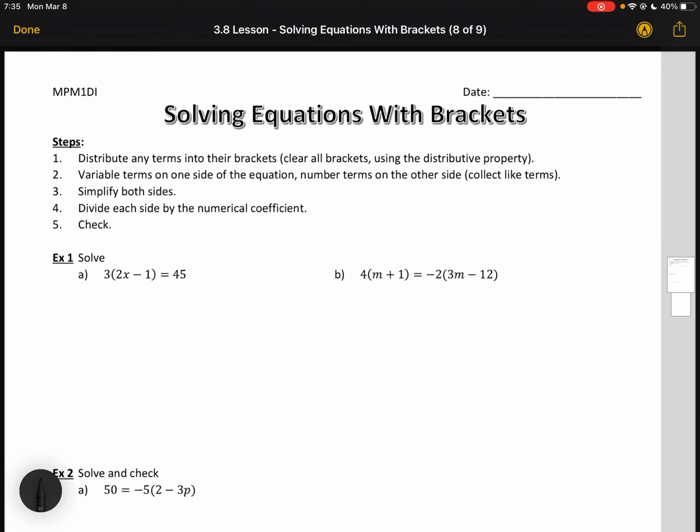This video goes over solving equations with brackets. So here are the steps that we're going to follow. The first one is to distribute any terms into their brackets or get rid of the brackets.